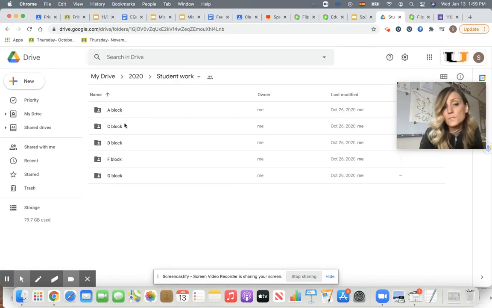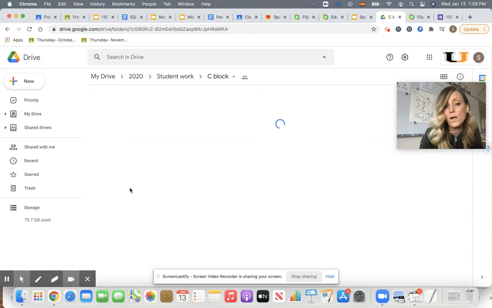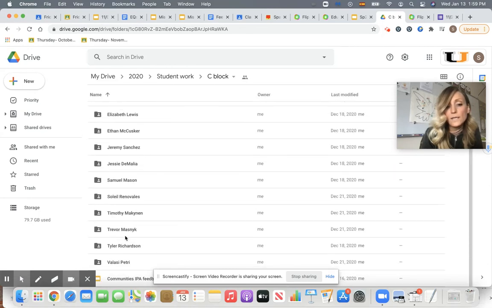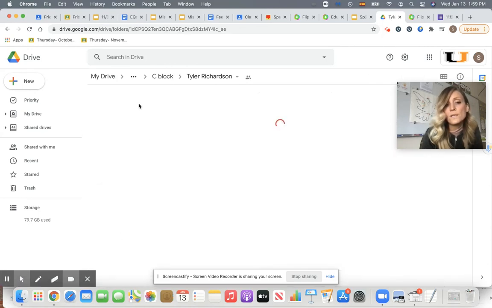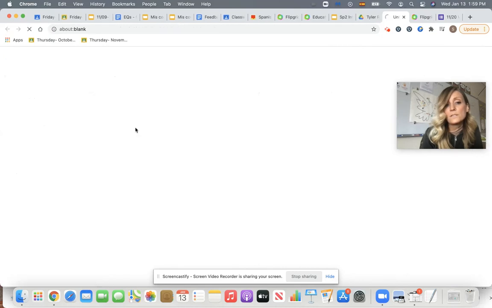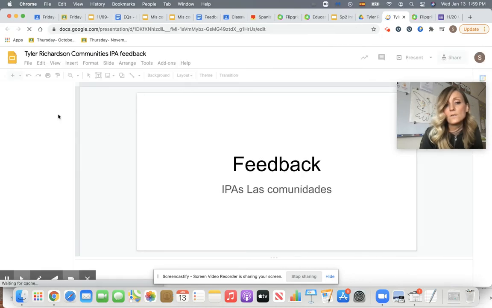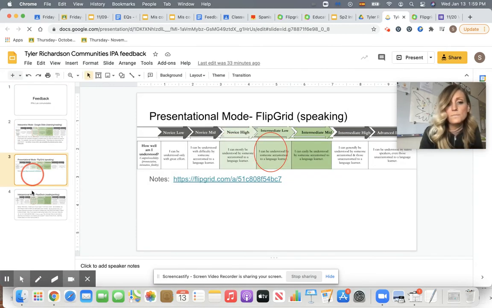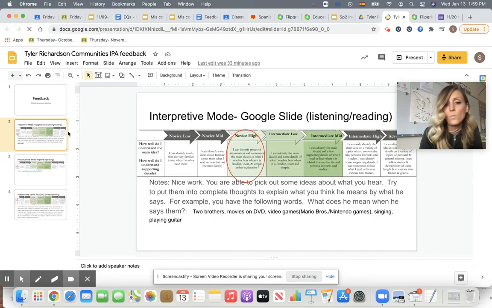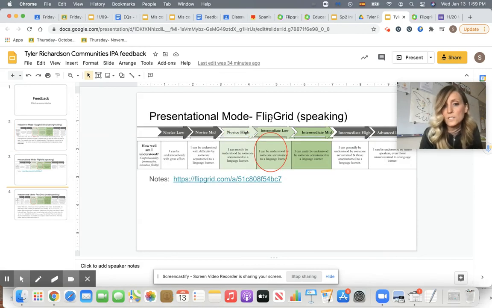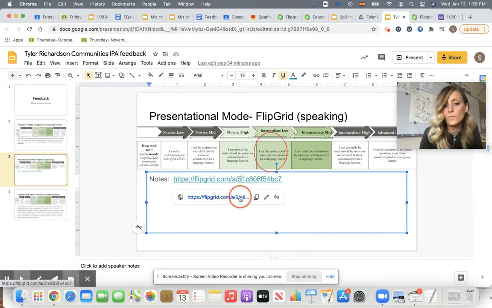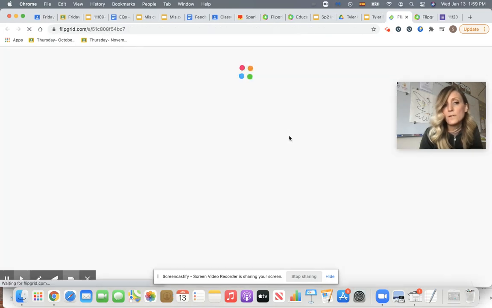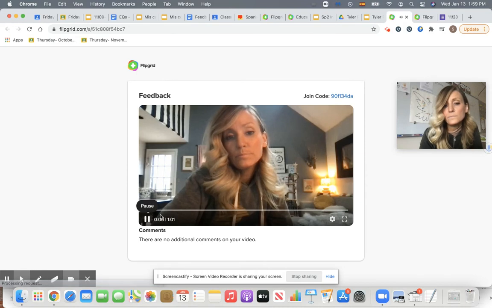So we created folders with all of our students. If I go into C block, I would go down to Tyler's folder and I can open Tyler's folder. What I've done is put in here this Google slideshow. This is particular directly to Tyler. These are his 3 tests, what I gave him for a grade. For interpretive mode, he got a WL3, and then I have some feedback for him. For his presentational mode, this is where that Flipgrid video, which I alluded to earlier, I'm able to give him direct feedback right on Flipgrid.